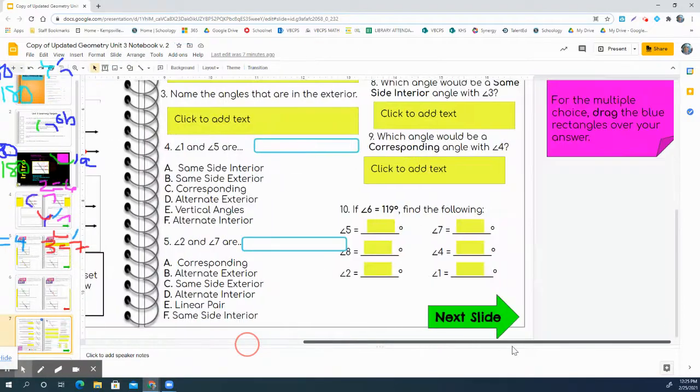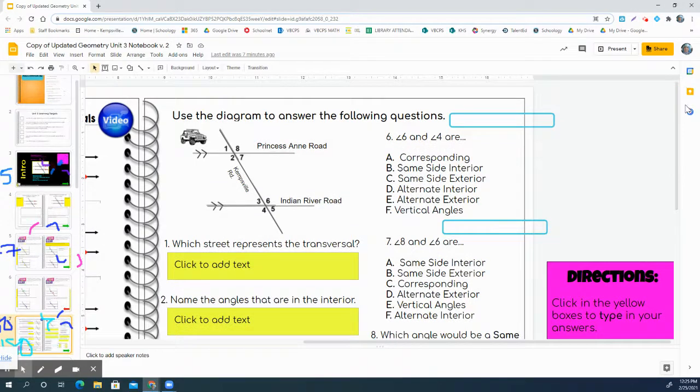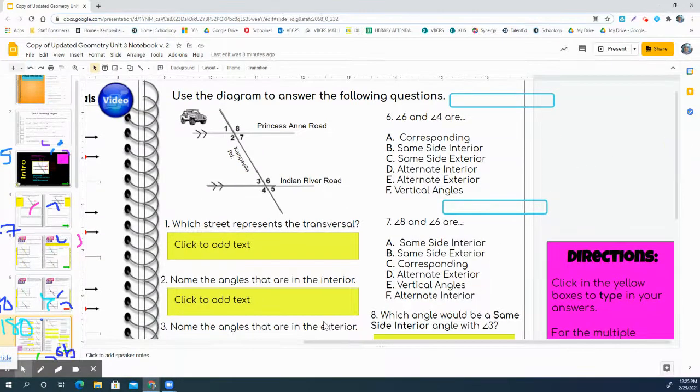So let's look over at these practical problems and see if we can make a little more real sense out of this. So this is Princess Anne Road, Kempsville Road, and Indian River Road. Not drawn to scale. I'm not a very good scale drawer. This is Ms. Kelly's Jeep. Well, it's her old Jeep. She's got a new one now. But that's a whole other story for another day.